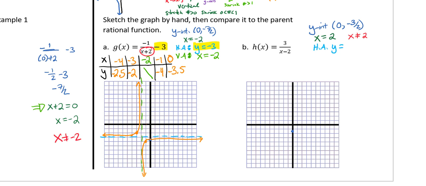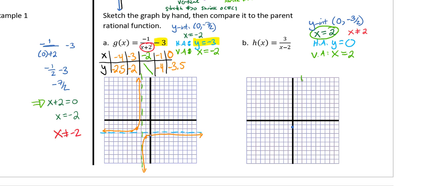Finding my horizontal asymptote, because there's not a number back here, I look and see that my x in the denominator has a larger degree than the one in the numerator. So if I were to rewrite this, I would write 0x plus 3 over x minus 2, and that would be a 1x, and 0 divided by 1 is 0. So I'd have y equals 0 as my horizontal asymptote. For my vertical asymptote, that's going to be my x equals 2 here.